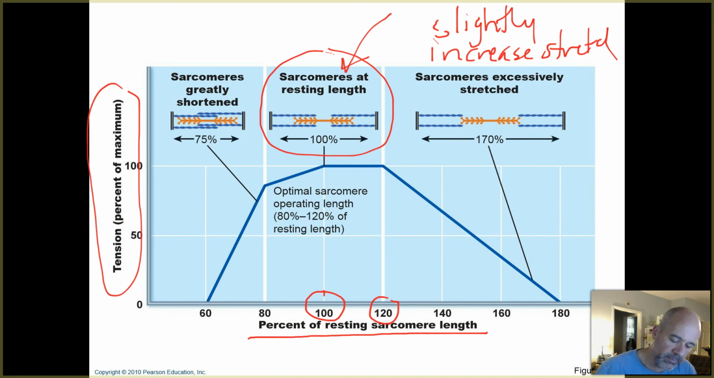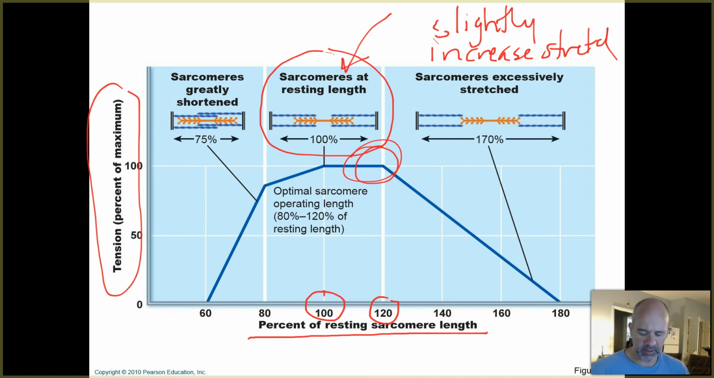As you go above 100%, you can get a little bit of an increase in the strength of a contraction. Think about if you're holding a dumbbell. If you pick up a dumbbell and you're holding it down like this, you're actually going to be able to generate a stronger force than if you started more like this with your elbow.